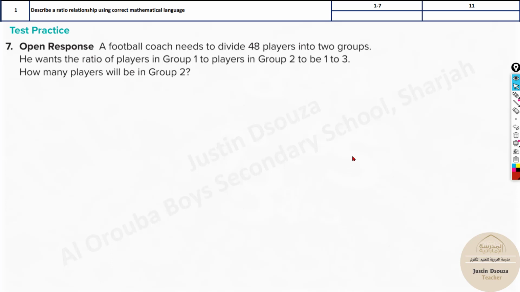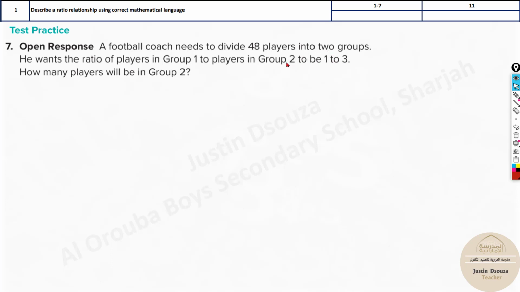And now this is an open response question. A football coach needs to divide 48 players into two groups. He wants the ratio of players in group 1 to players in group 2 to be 1 to 3. How many players will be in group 2? Let's see this. Here, first of all, let's understand group 1 and group 2 are required, and let's see the number of players there are. Since here there is no information whatsoever about the number of players, only the ratio is given, right? What let's do is let's write this.